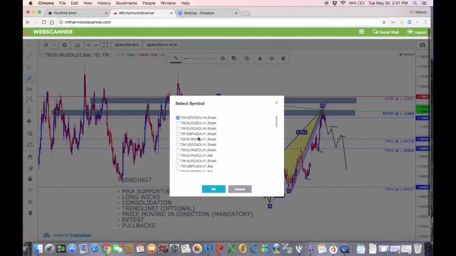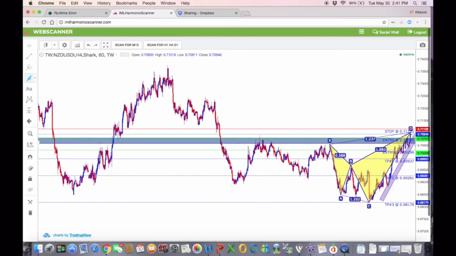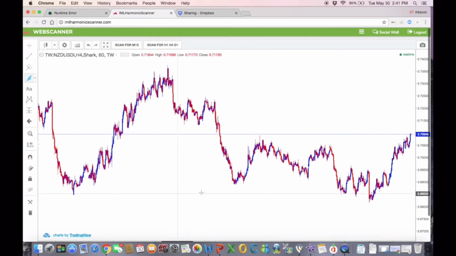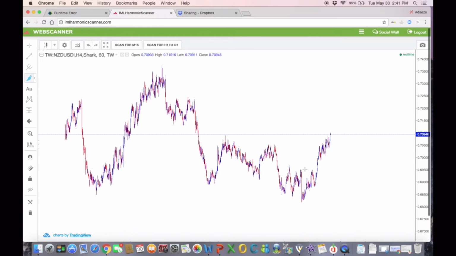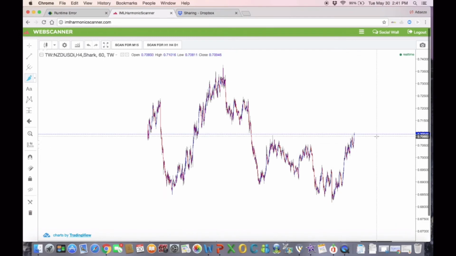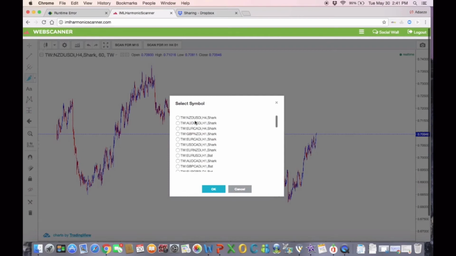Let's look at NZD USD. Let's go here. I kind of already drew this one up, but let me erase it and show you again. Okay, waiting for price. I'm waiting for all my little marks to show here. Let me go to another one.